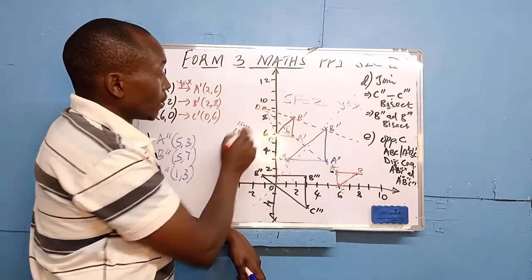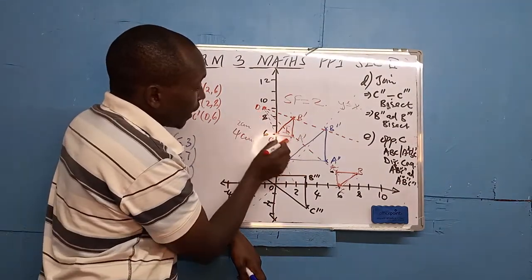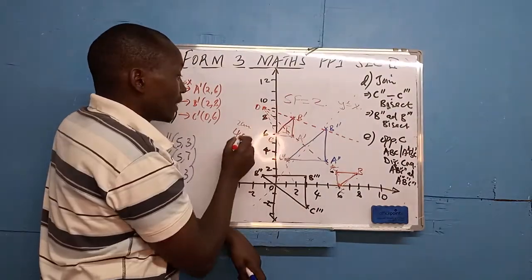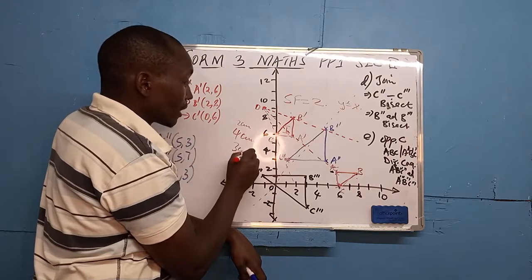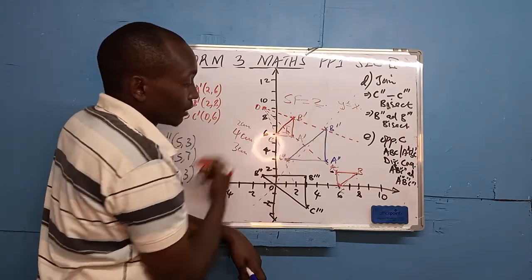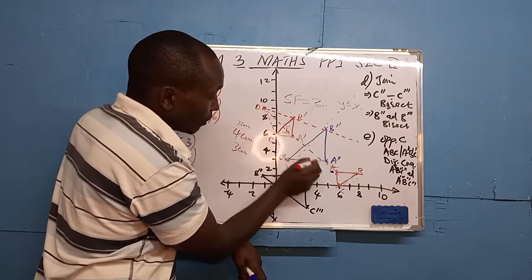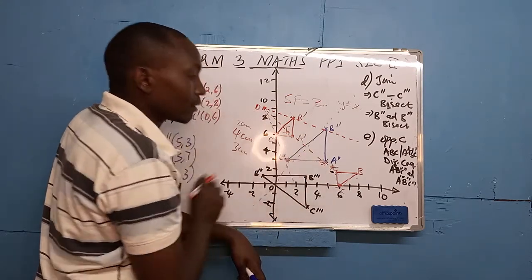4 centimeters. I measure from O to where A is with my pair of compasses. Then I extend. If that was 3 centimeters, I multiply it by the scale factor 2. Then I'll get 6. So what do I do with the 6? Then I measure along the same line. I mark where the 6 is.